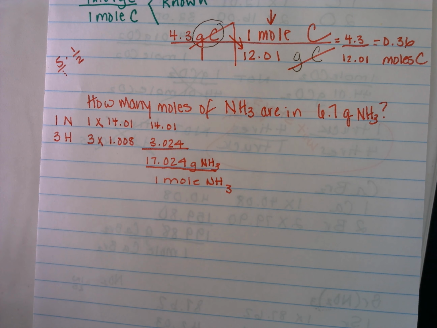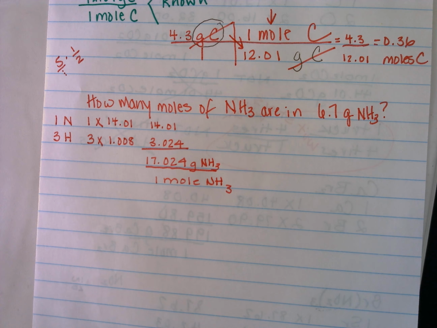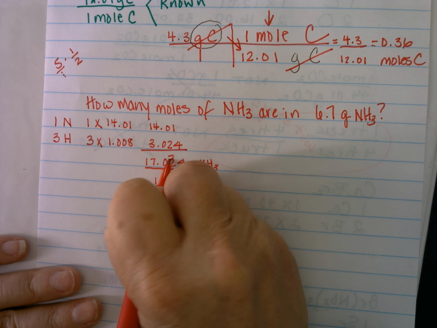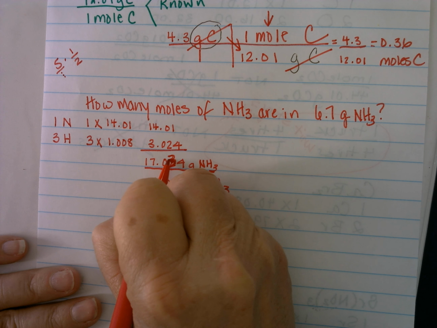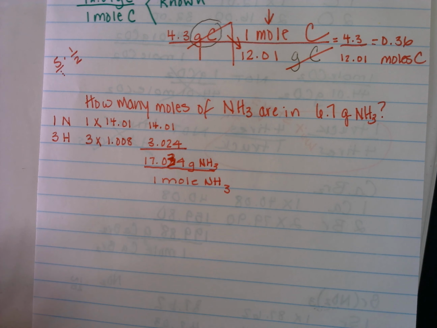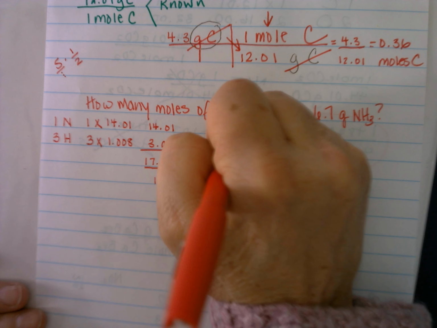Now, I need to calculate how many moles are in 6.7 grams. Yes, Jackson? Would it be 17.034? No, because 0.008 times 3 is 0.024. Oh, plus the 0.01. 3.4. Thank you. You're right. 3.4. Good job. Okay. All right. So now I'm going to take, thank you for paying attention, 6.7 grams of NH3.